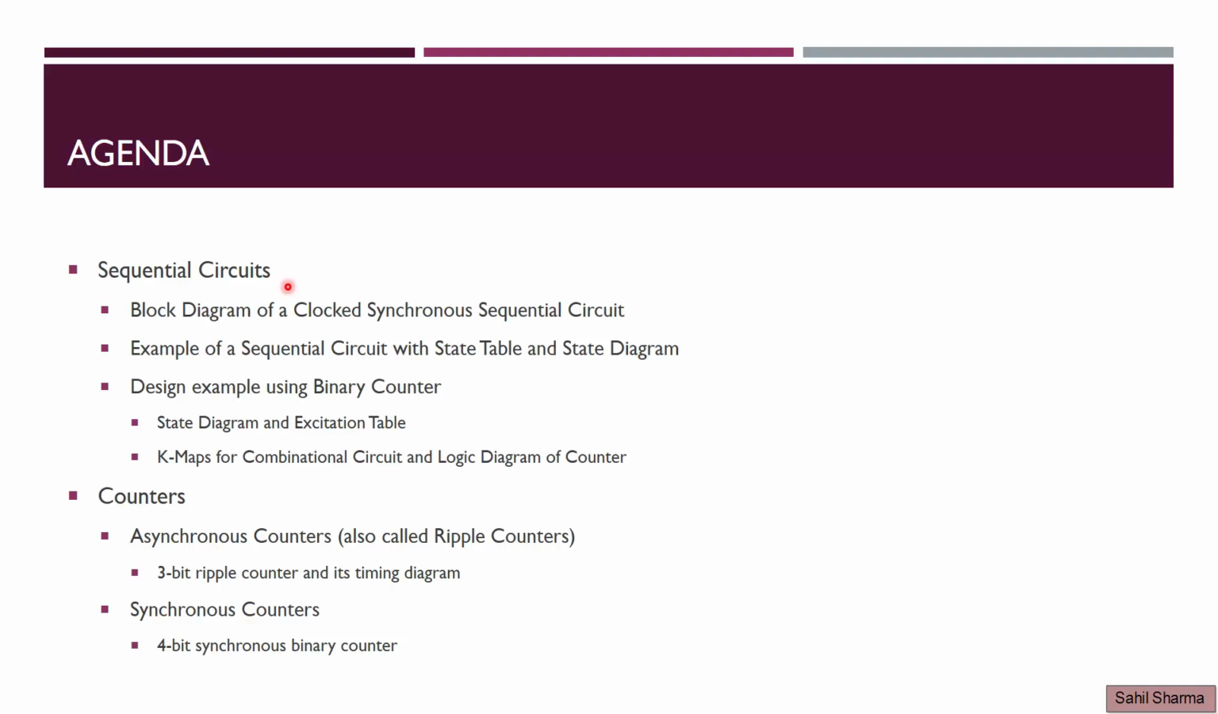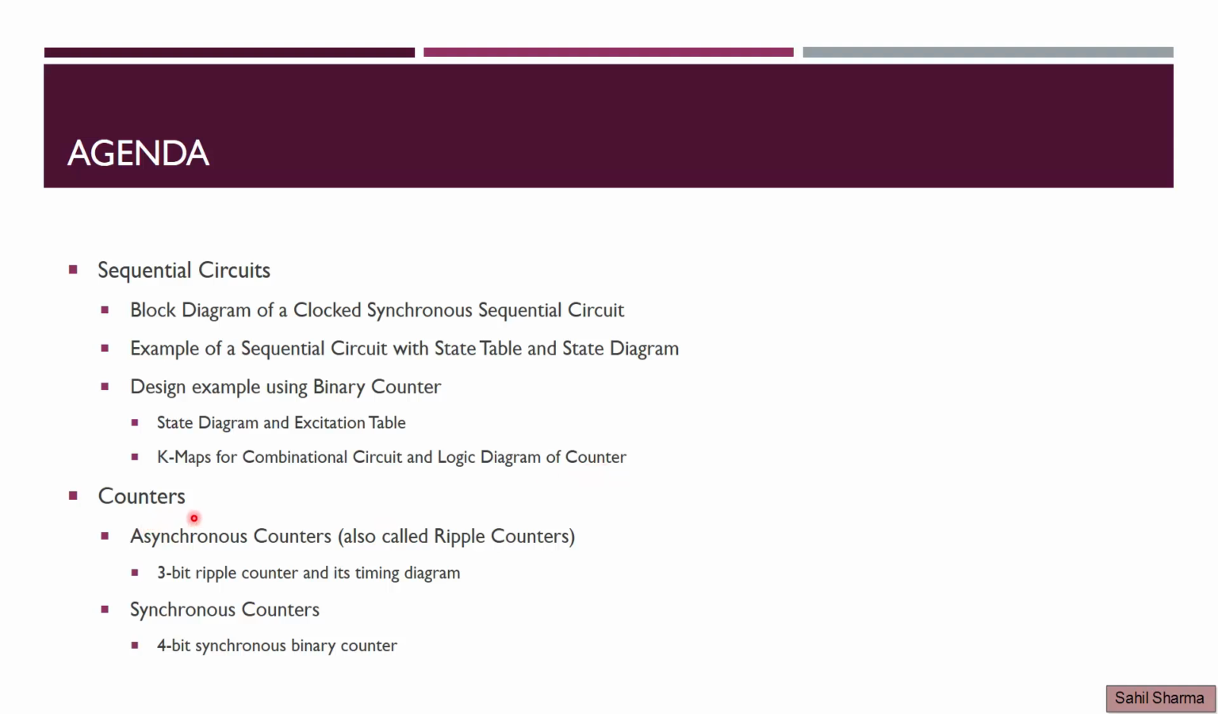First, I will discuss sequential circuits, in which the block diagram of a clocked synchronous sequential circuit will be shown. We will discuss the example of a sequential circuit with the state table and the state diagram. We will be designing a binary counter, in which I will be showing the state diagram and the excitation table, and also the K-maps and the logic diagram of the binary counter.